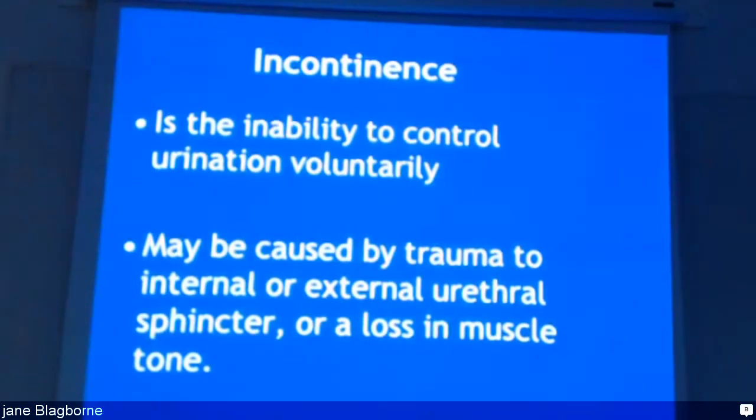So incontinence, especially in the elderly, is the inability to control urination voluntarily. Oftentimes with stress incontinence, if somebody coughs or sneezes, they release some urine out of their bladder because they've lost the strength in the internal and external urethral sphincter. They lose its muscle tone. And that happens in the elderly, and it also happens a lot with women who just delivered babies and have had everything kind of stretched down there. So that happens for us too.